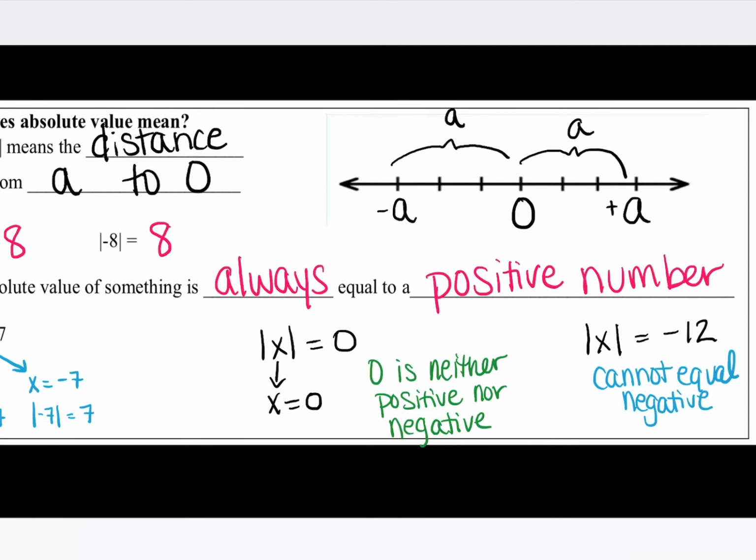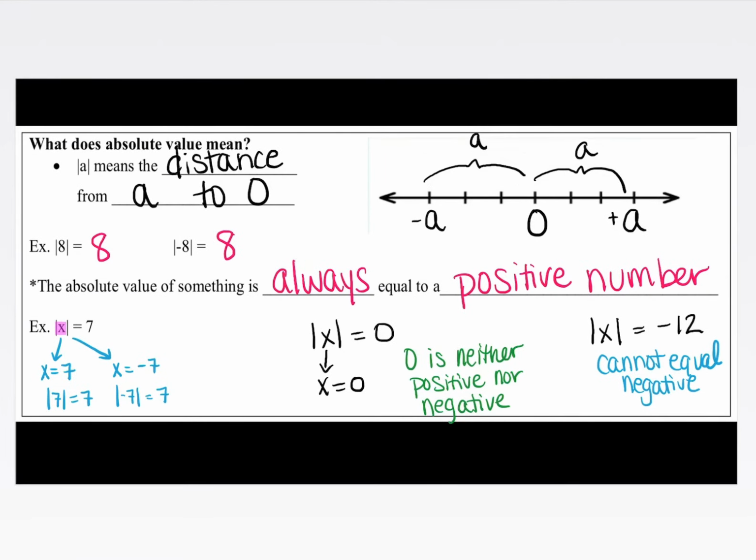So if we go through our first example here, the absolute value of x equals 7, this is the same thing as saying that there are two solutions. We had positive 7 and negative 7 that we could plug in for x. Whenever we have the absolute value of x equaling 0, we can expect one solution, because again, 0 is neither positive nor negative. And if we have the absolute value of a number equals a negative number, this is no solution, because the absolute value of something must always equal a positive number.